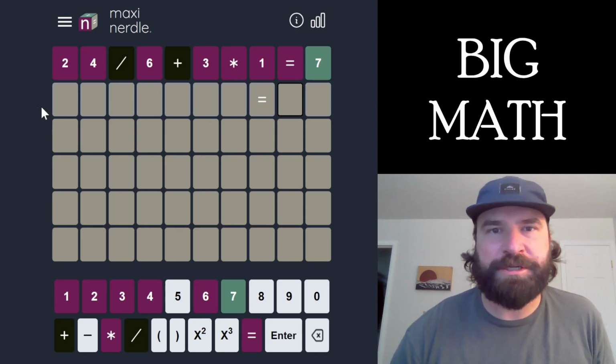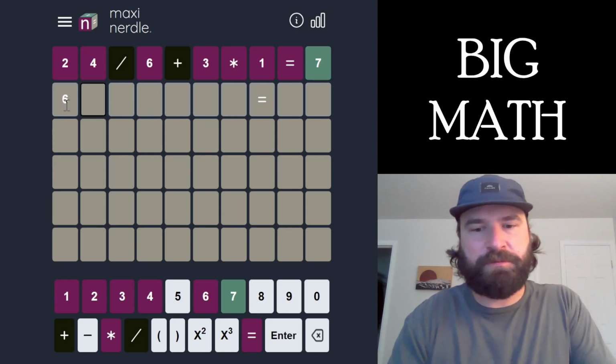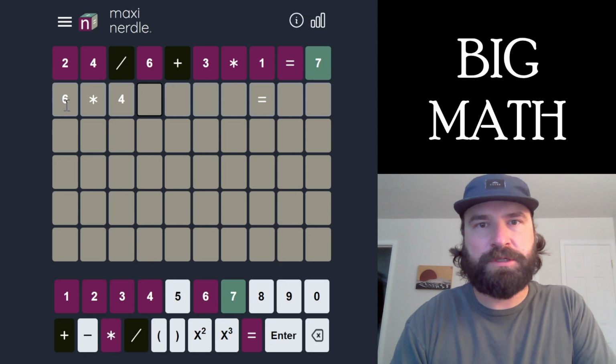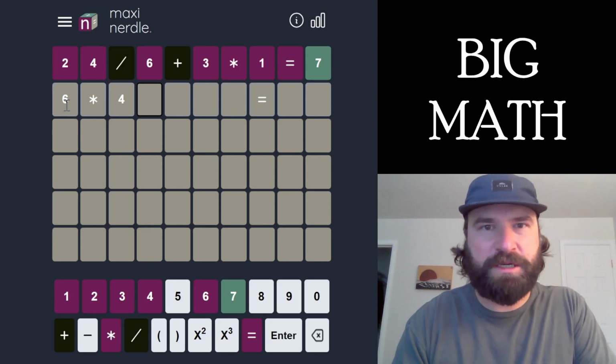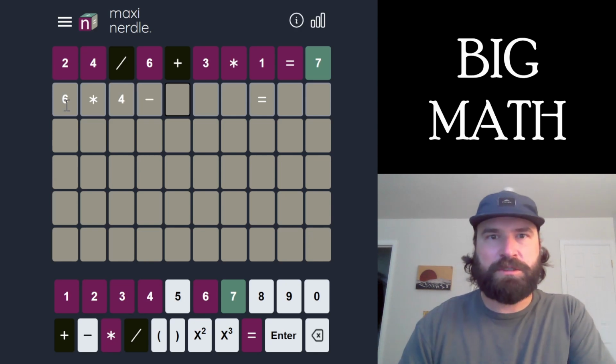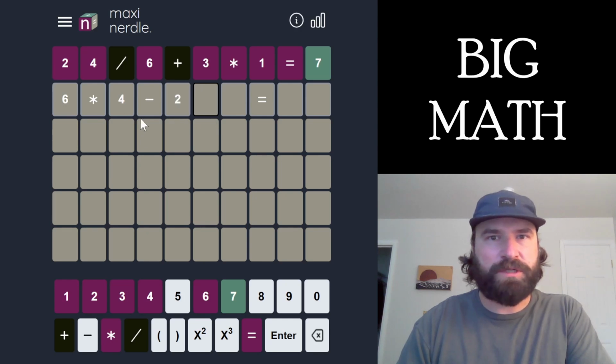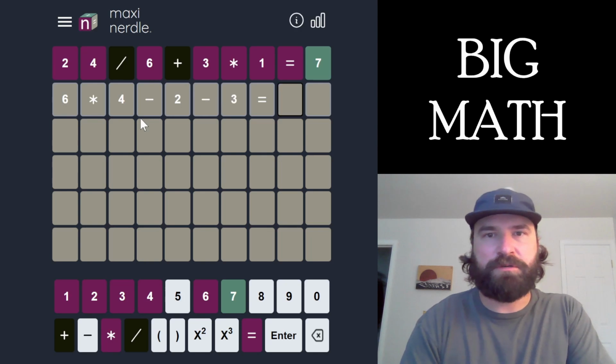I haven't used subtraction yet. So double-digit here means that I could go single-digit, single-digit, single-digit, I believe. If I went 6 times 4, that's 24. 6 times 4, and then I can make this equal 17 is what I'm thinking. 6 times 4 is 24 minus 2. I won't be able to use all the numbers. I almost can, though. Minus 2 minus 3 equals 19.